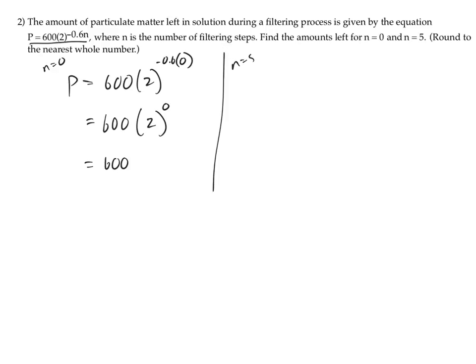And then for n equal to 5, it would be 600 times 2 to the negative 0.6 times 5. Okay, so the particulate matter is going to be 600 bracket 2 bracket to the, I'll just write it out, negative 0.6 times 5. Go. About 75. That's how much will be left after 5 filters.